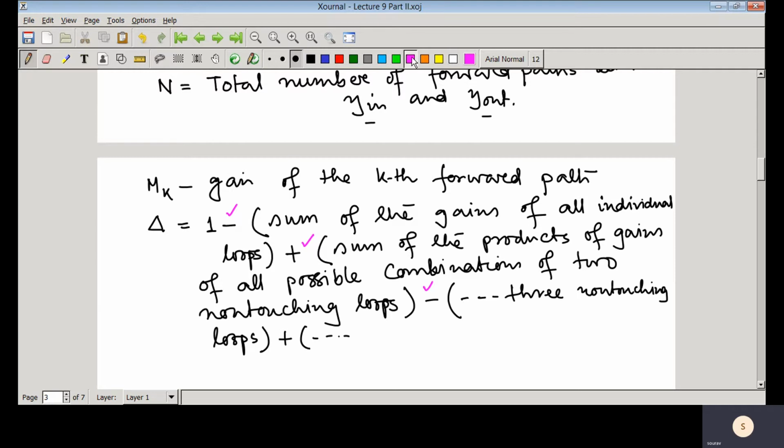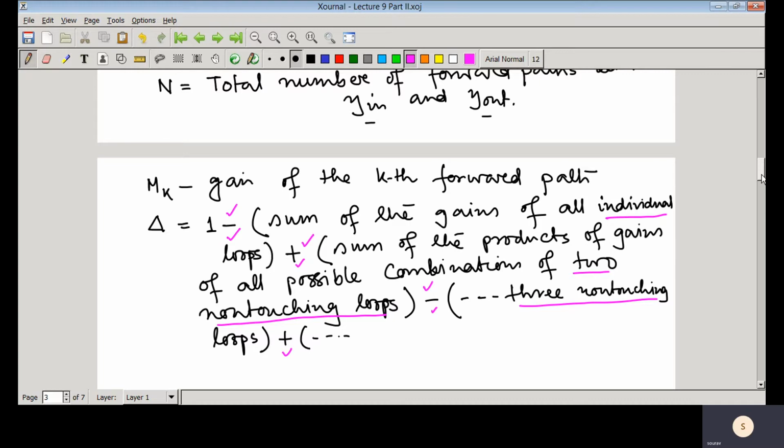Here you should note down that the sign is coming like minus, then plus, then minus, again plus, then minus, like that. And here you can see the sum of the gains of all individual loops, then the next one is two non-touching loops, the third one is three non-touching loops, then four non-touching loops, like that.